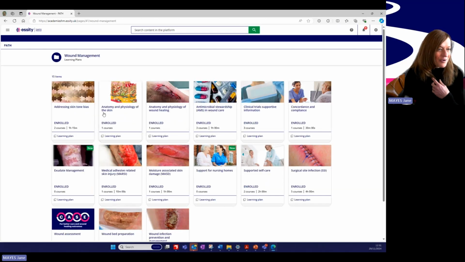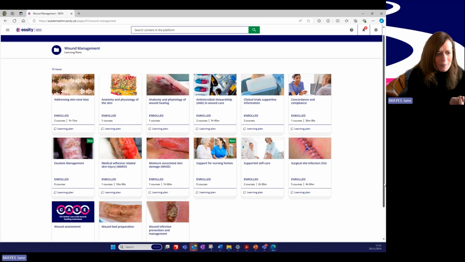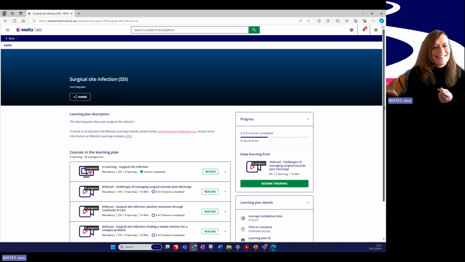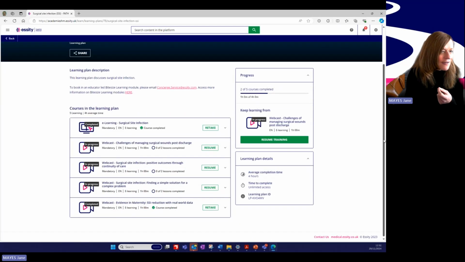We've also got a nice one on the anatomy and physiology of the skin. And we've got things there that you can see on infection management and prevention, wound bed preparation, exudate management, surgical site infection. I know we touched on this, Kieran, last time on one of our sessions, but on the platform, you've got a nice e-learning, which again is slides to work through at your own pace.